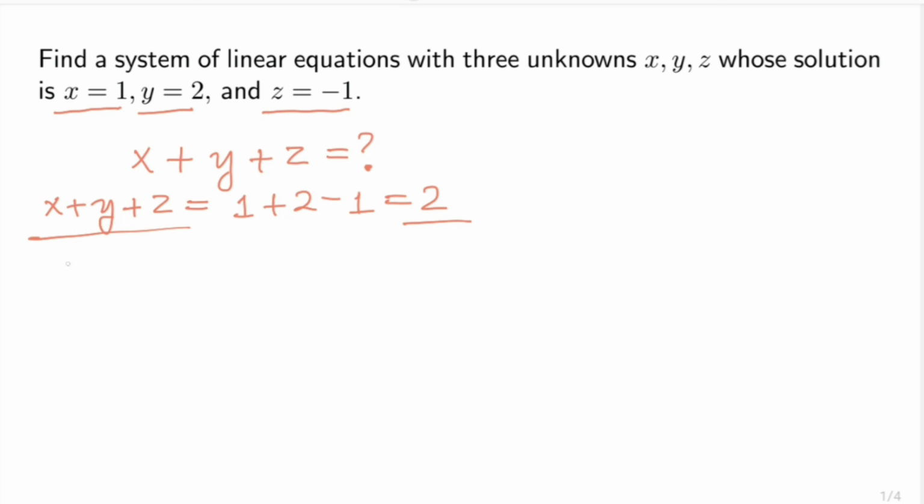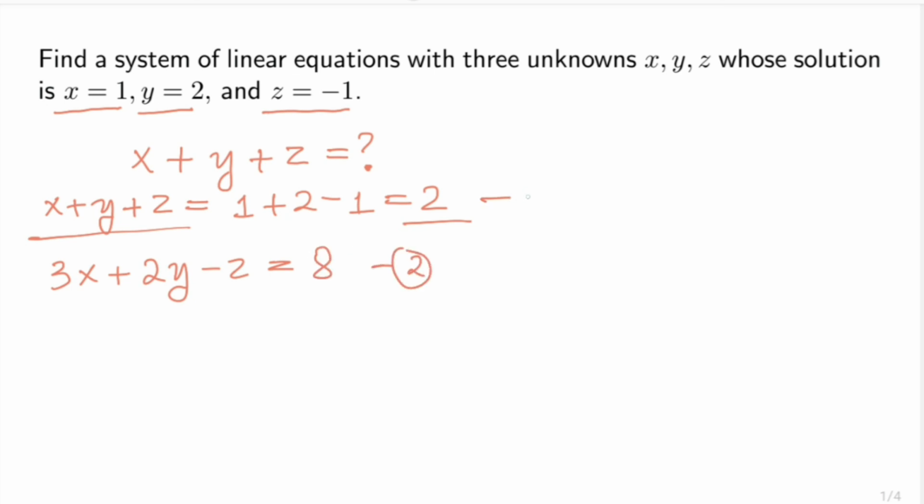Another equation is we just have to get any combination of x and y and z that we want. And that's going to give us another equation. So if we write 3x plus 2y minus z, what is that? Well, 3x is 3, 2y is 4, so 3 plus 4 is 7. Z is -1, so minus z is 7 minus 1, and that is 8. So that gives us a second equation.